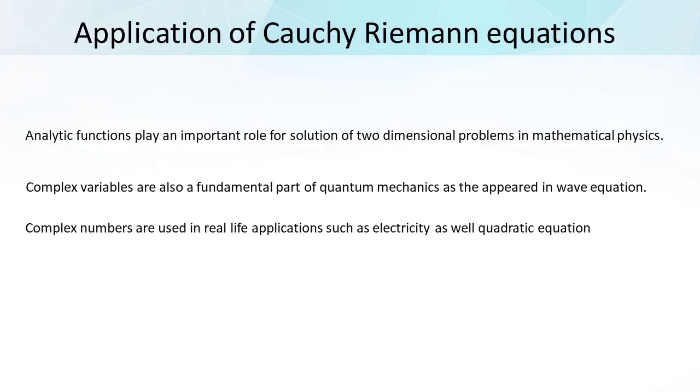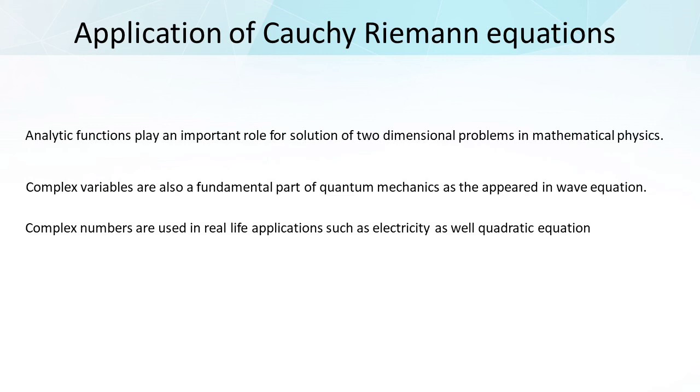Now we would march forward towards the application of Cauchy-Riemann equations. Basically, what is the use of Cauchy-Riemann equations? For a function to be analytic in a particular domain, it should satisfy Cauchy-Riemann equations as its basic criteria. Analytic functions play an important role in the solution of two-dimensional problems in mathematical physics. Complex variables are also a fundamental part of quantum mechanics as they appear in the wave equation. Complex numbers are used in real-life applications such as electricity as well as quadratic equations.